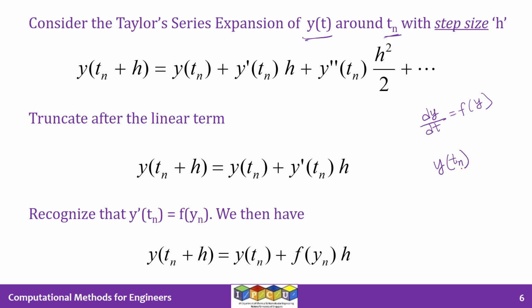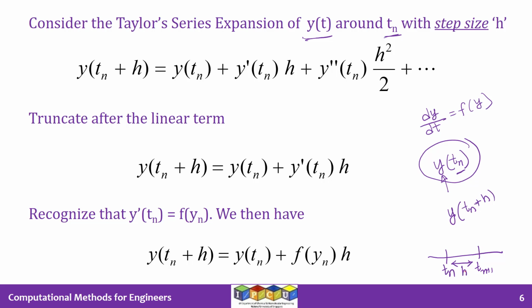So we know where we are in terms of the independent variable, and we also know the value of y at that value of the independent variable. So we know y at tn. And using that information and something more, we are trying to find out the value of y at tn plus h. So we are moving from tn to, let's say, a point tn plus 1, and the gap between these 2 points is h.